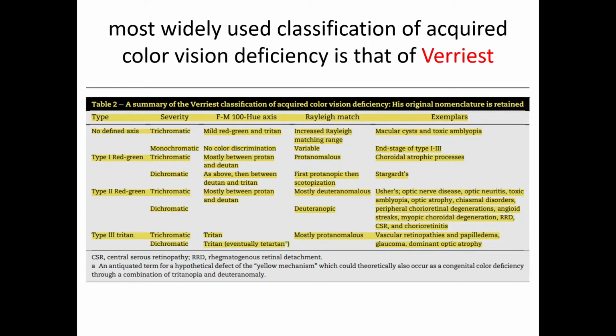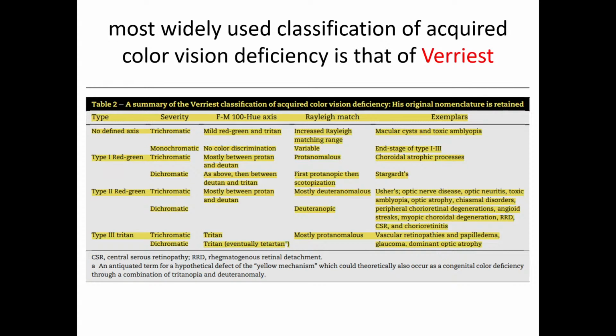Verriest's classification is the most widely used classification for acquired color vision deficiency. In this, he has classified it into type 1, type 2 and type 3. So this is also important. From now on, all these color vision deficiencies will be dealt with as type 1, type 2 and type 3. Type 1 is the red green deficiency, type 2 is also a red green deficiency, and type 3 is a blue color deficiency, that is a tritan.